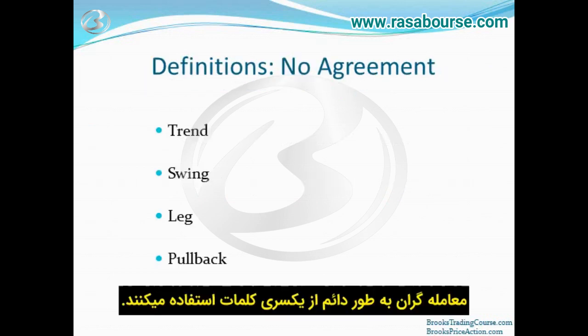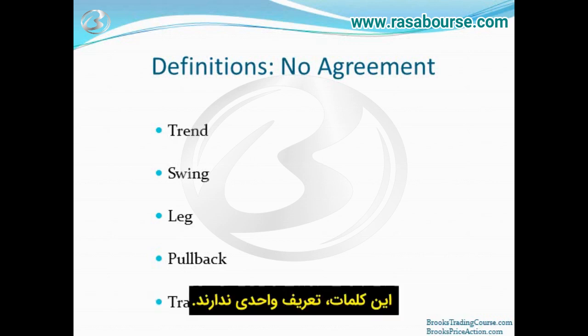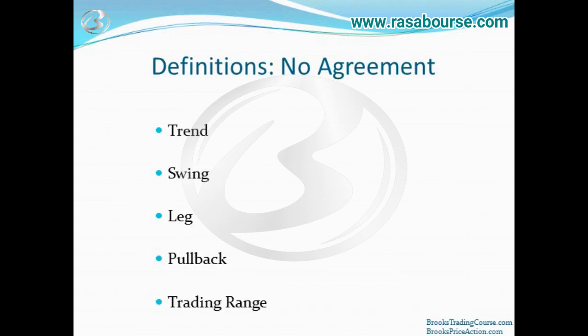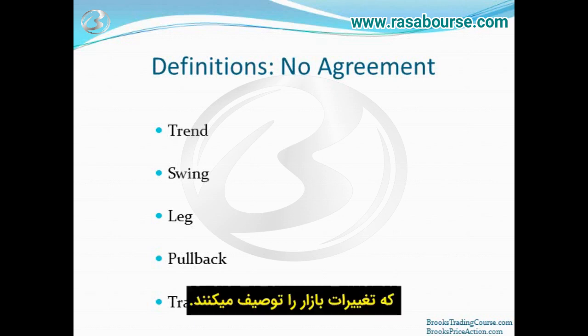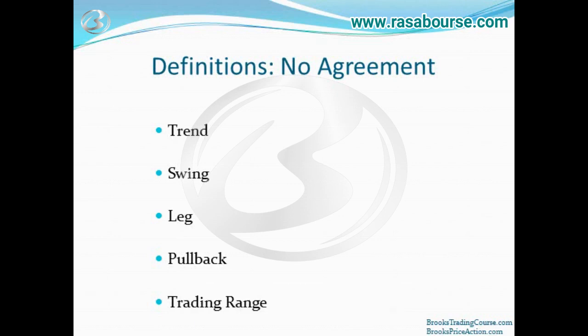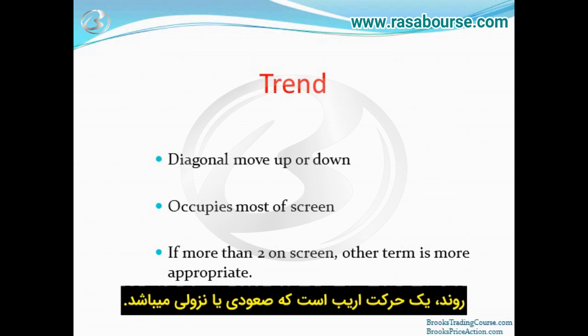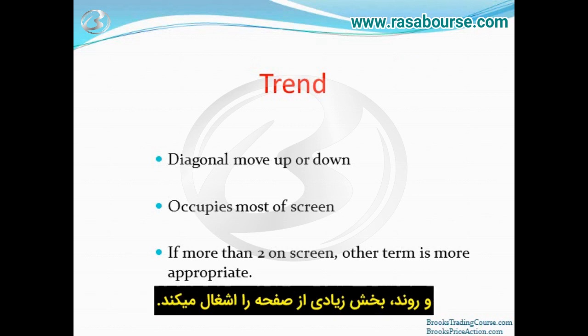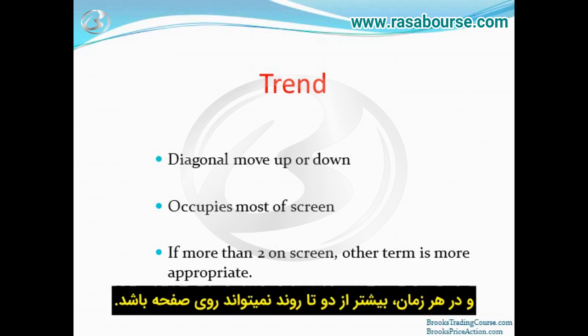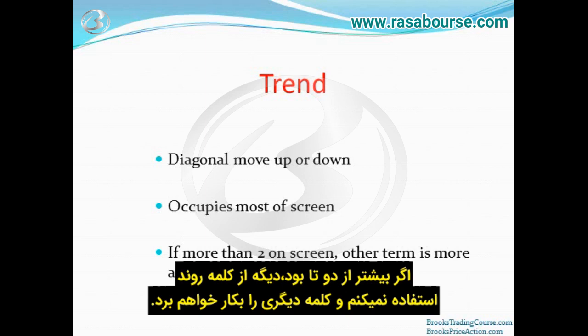There are many terms that traders use regularly, and there's no agreement among the terms. Here's a list of terms that describe movement within the market, and I'm going to give my definition for the use of the terms. A trend is a diagonal move up in a bull, down in a bear, and a trend occupies most of the screen. And there cannot be more than two trends on the screen at any one time. If there does appear to be more than two, I would not use the term trend. I would use one of the other terms.